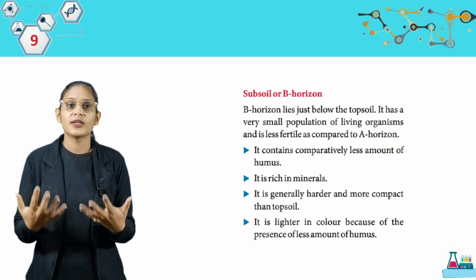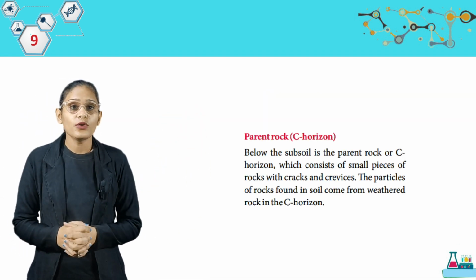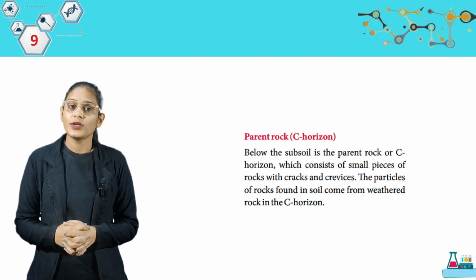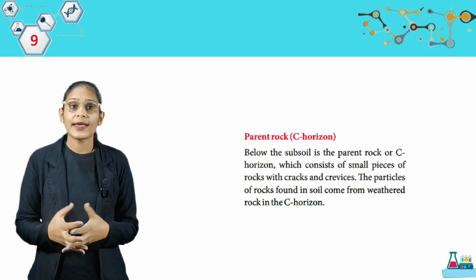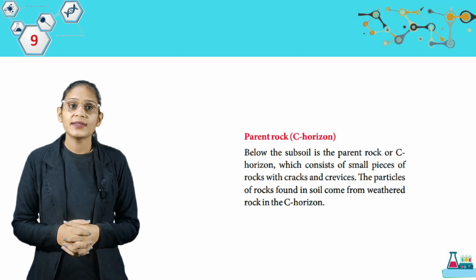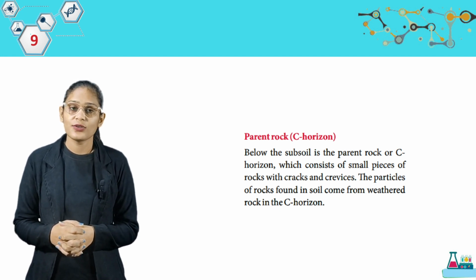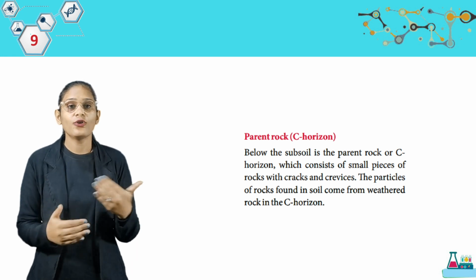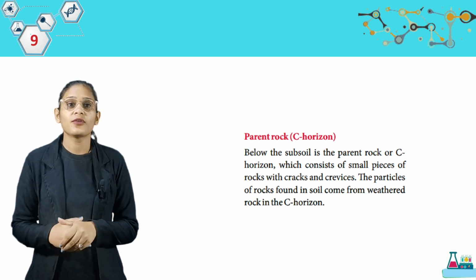Now we are going to read about the next layer we have: parent rock, the C horizon. Below the subsoil is the parent rock or C horizon, which consists of small pieces of rocks with cracks and surfaces. The particles of rocks found in soil come from weathered rock in the C horizon. So students, C horizon kahan hota hai? Below B horizon. Or most of the kya present hota hai usme?